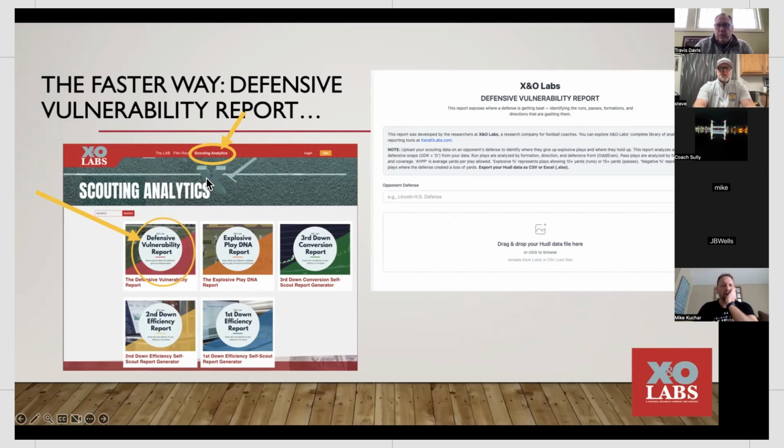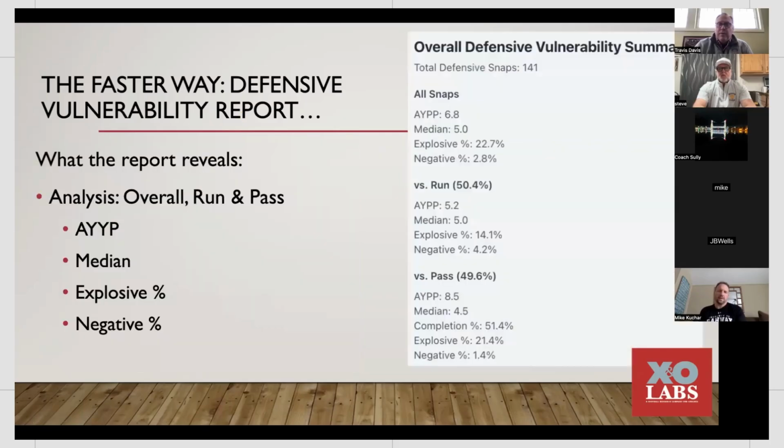On the right here, you just click on scouting analytics on our website, then click on defensive vulnerability. It's going to explain the report. You log in, and it's going to pop up right underneath it, looking like what you see there on the right. All you do is enter the school you're scouting, their defense, and upload the game data on a spreadsheet, either CSV or Excel files, and you instantly get a pretty detailed report. If you guys have any feedback on this, let me know.